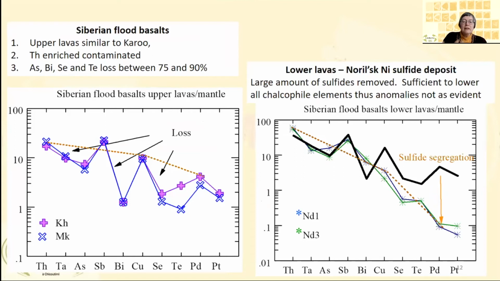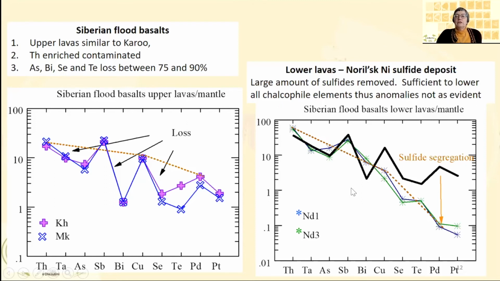But since they look like the ones where we have lots of samples, I think it's fairly safe. What we see from the lavas, from the upper part of the pile, the KH and MK series, we see, as we do in the other LIPS provinces, some influence of crustal contamination, thorium enrichment. We see arsenic depletion, bismuth depletion, tellurium and selenium depletion. So we think that's due to the degassing.